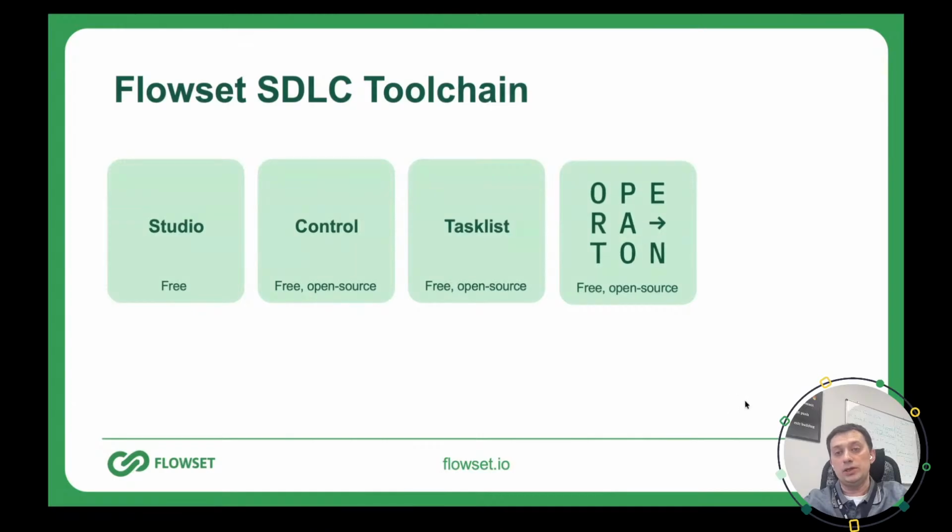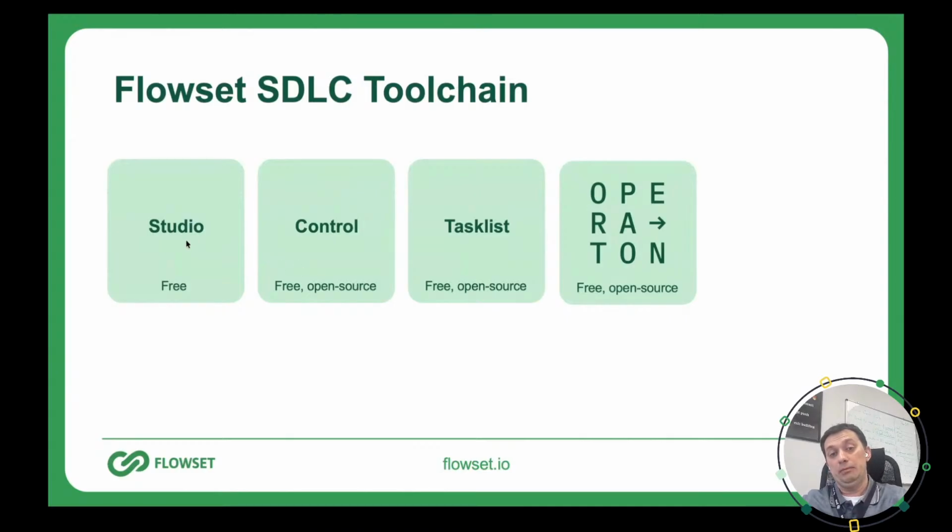Okay, and then the next question is what Flowset consists of. It consists of 3 major parts right now. They are named the Studio, the Control, and the Task List. They work in interconnection with the Operaton open source engine and with the Camunda 7 engine if you use it right now, or any other fork.